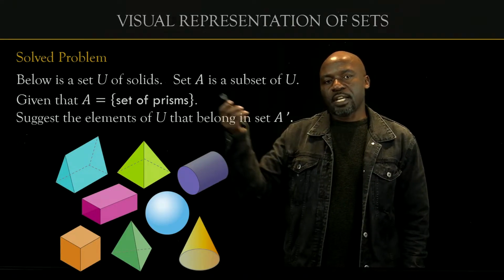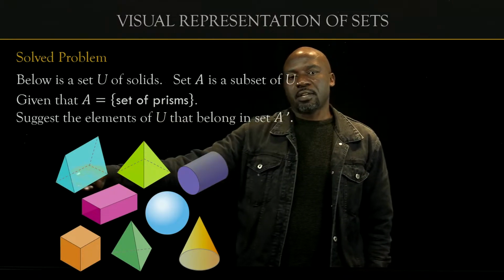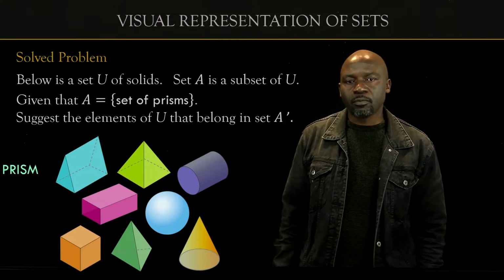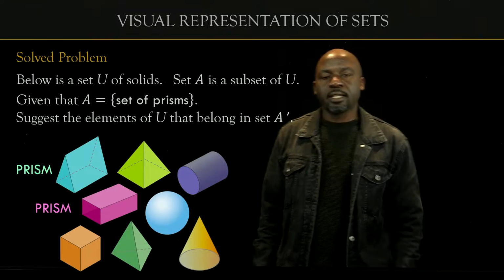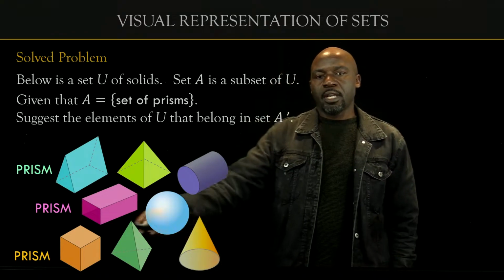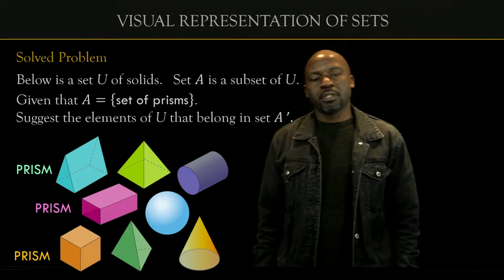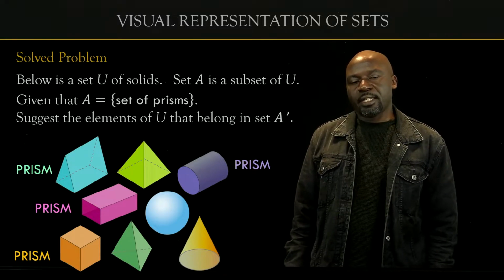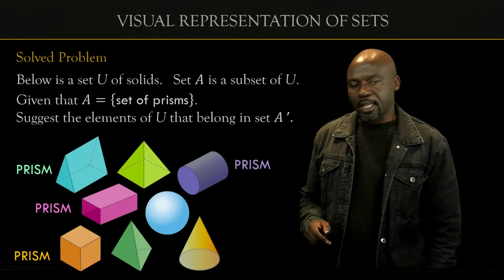If set A represents prisms, then which are the prisms? Well, this here is a triangular based prism, the one in blue. We have a rectangular based prism in purple, or pink if you like, and we have a square based prism which is in orange. And if I look carefully, there is one more prism here, which is a circular based prism, also called a cylinder. That's also a prism, and I can't see any other prism. So anything else that is not a prism must be in the set A complement.